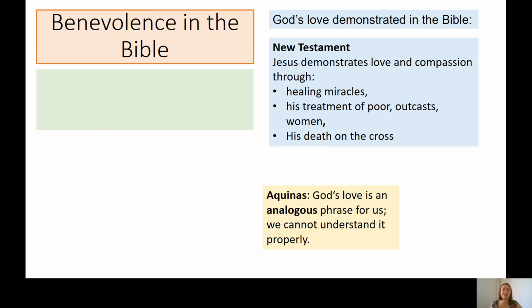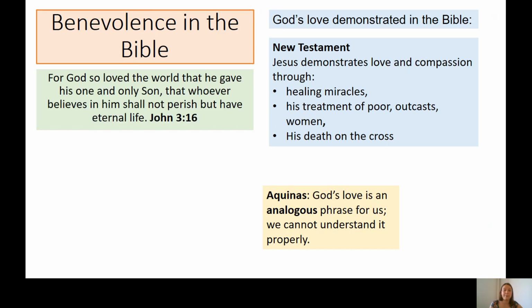And the New Testament definitely shows a different side of the love of God, or it emphasizes more that loving, compassionate side. Jesus demonstrates love and compassion through healing miracles, where it says, Jesus had compassion on them and healed them. Also his treatment of the poor, of outcasts, like people with leprosy or people with all sorts of diseases, and his treatment of women as well. People would say for that time was revolutionary and showed love and compassion. And ultimately, Christians believe he showed his love for humanity by his death on the cross.